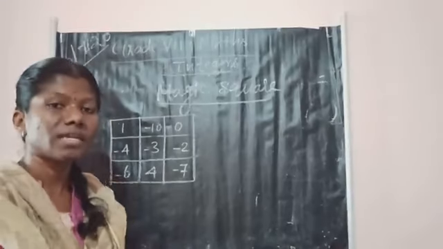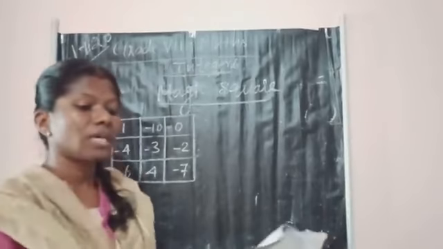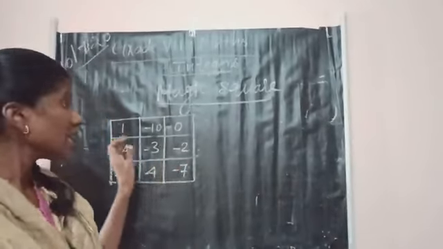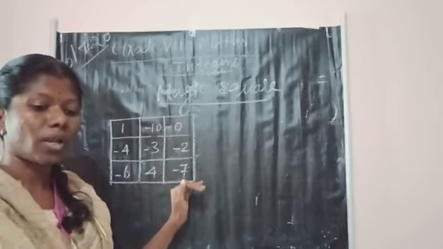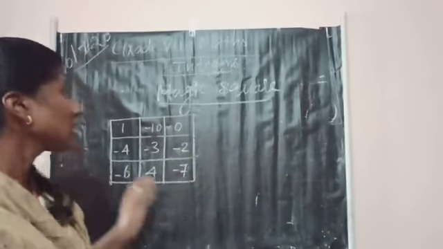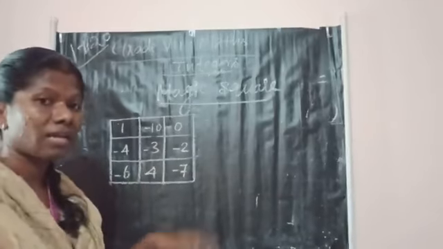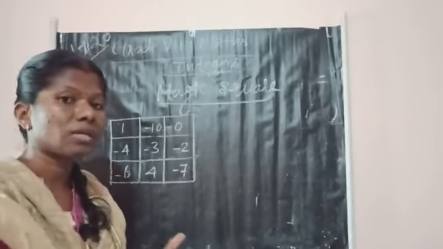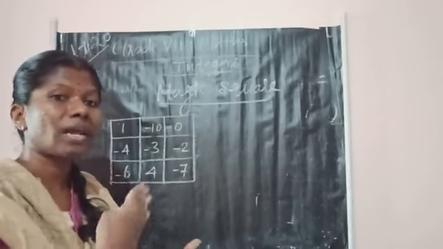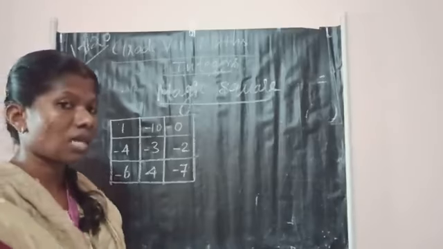Okay students, next we shall see the magic square. What is a magic square? In a magic square, each row, column, and diagonal has the same sum. We have to check that when you add each row, each column, and the diagonals, you get the same value. Shall we check now?